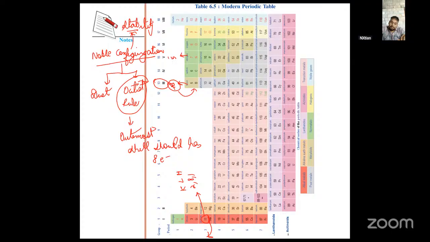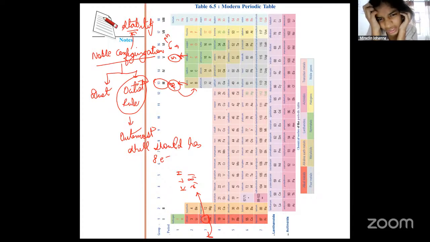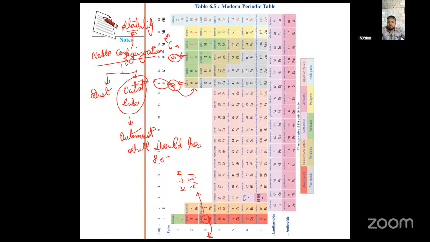In the same way, nitrogen: 15 minus 10 is 5, so 5 electrons are in the outermost shell. It can take 3 electrons from outside, or it can give 5 electrons. Which one is easier? To take 3 electrons, so that 5 plus 3 becomes 8: octet rule, noble configuration, most stable. Or to give all 5 electrons: octet rule, noble configuration, most stable. Which one is easier, Miracle? To take 3, because it is less. Okay, so nitrogen will take 3 electrons, so that 5 plus 3 becomes 8. Octet rule, most stable. Because it is taking electrons, the valency will be negative, minus 3.